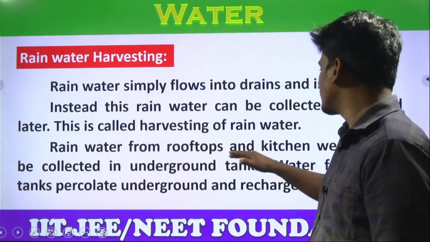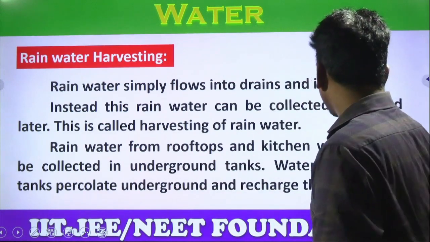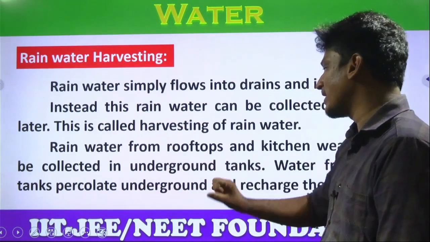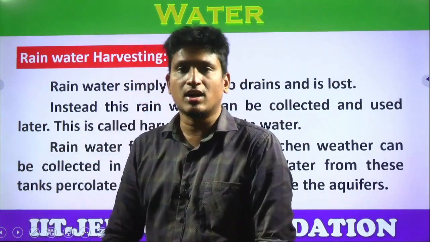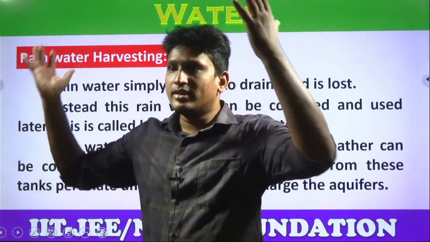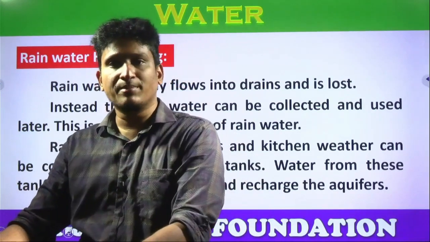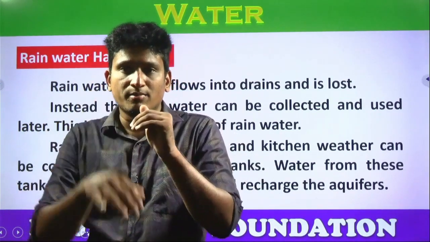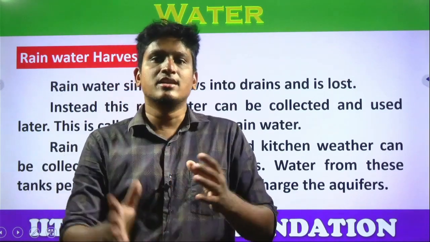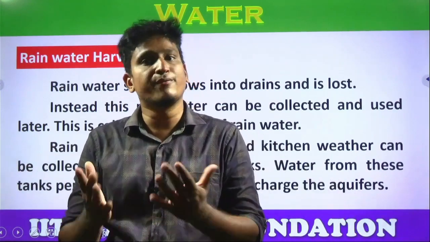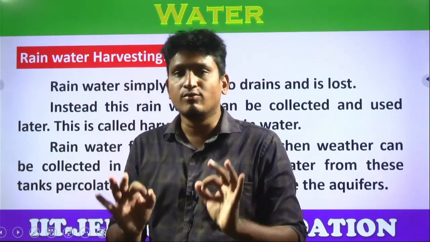Rainwater from the rooftops and kitchen can be collected in underground tanks, and the water from these tanks percolates underground and recharges the aquifers. That means we need to construct an underground structure like a septic tank, and all this rainwater can be directed into it. When it enters the underground, what will happen, students? Water slowly, molecule by molecule, enters the groundwater or not? Ultimately it enters the ground, and slowly all the underground aquifers will be filled. So this should be adopted by everyone. This is called rainwater harvesting.